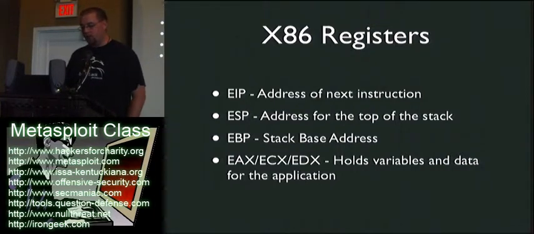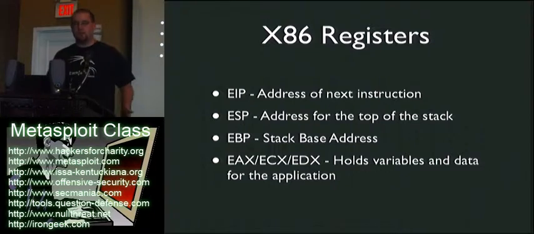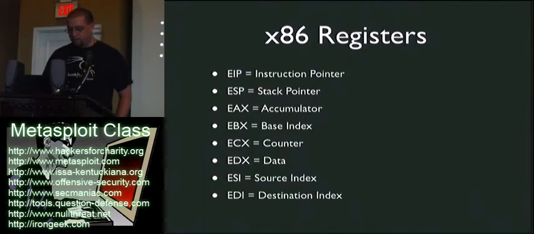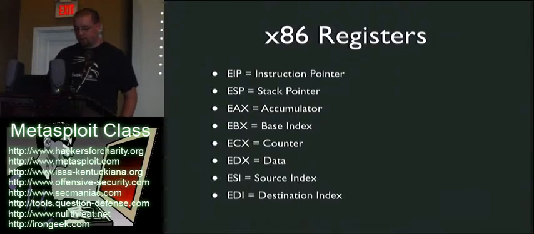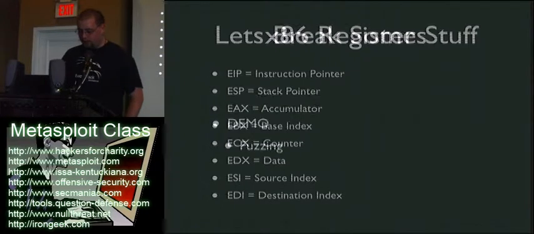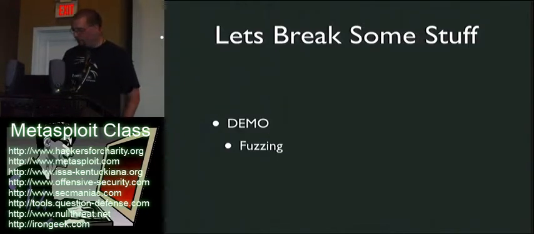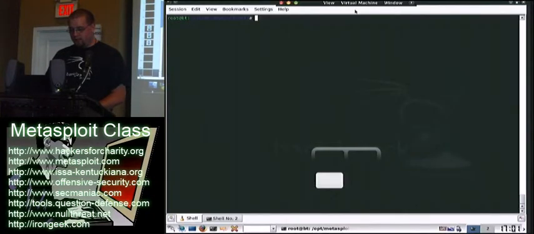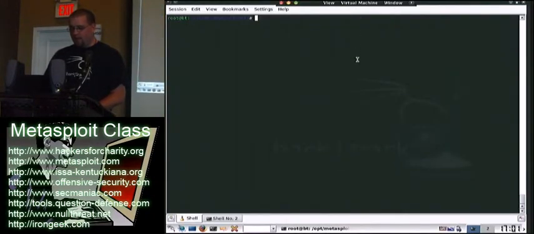EIP is the next instruction. ESP is the stack pointer. It points to the top of the stack. The rest of it just kind of holds addresses and things for functions in the application. And there's the full list of what each of them means. Not really relevant right at this point. So let's break something. This is pretty demo intensive. I did have videos because I hate doing live demos, but you can't see them. So I'm going to try to do live demos.